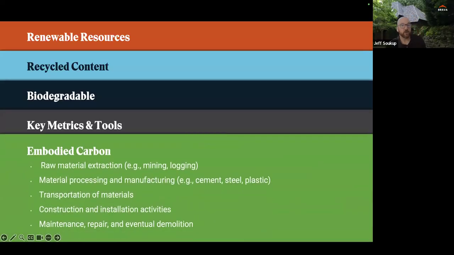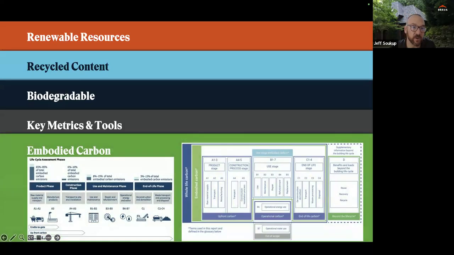So looking at embodied carbon, again, just kind of to beat a dead horse. It's going to focus on the emissions created through the raw material extraction process. So whether it's mining or logging, material processing or manufacturing, transportation, construction and installation, and then your maintenance, repair, and eventual demolition. So understanding and making sure we know these are happening is very important.